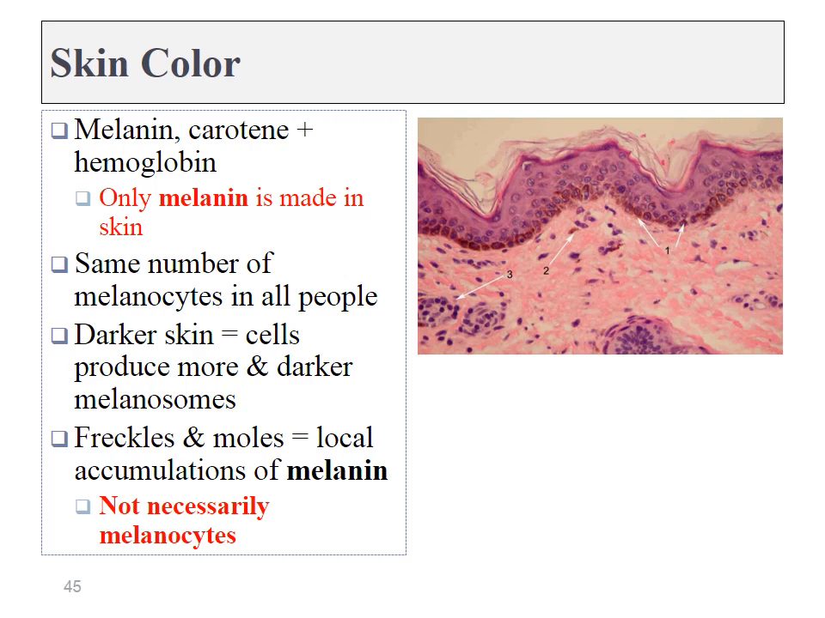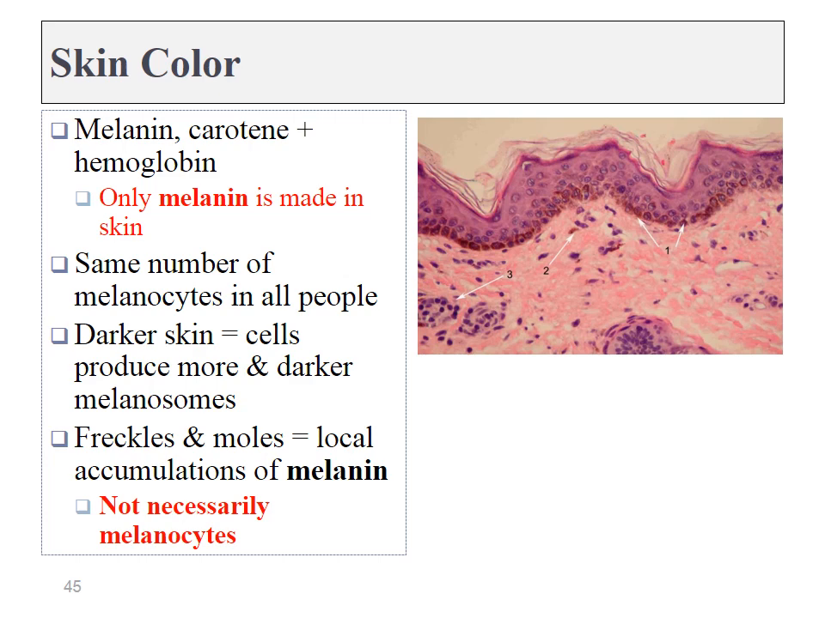So our skin color comes from these major pigments. Of the three, only melanin is actually made in the skin. It is made by cells called melanocytes, found in the stratum basale. Everybody has roughly the same number of melanocytes. People who have darker skin, their melanocytes make more melanin and a darker type of melanin.